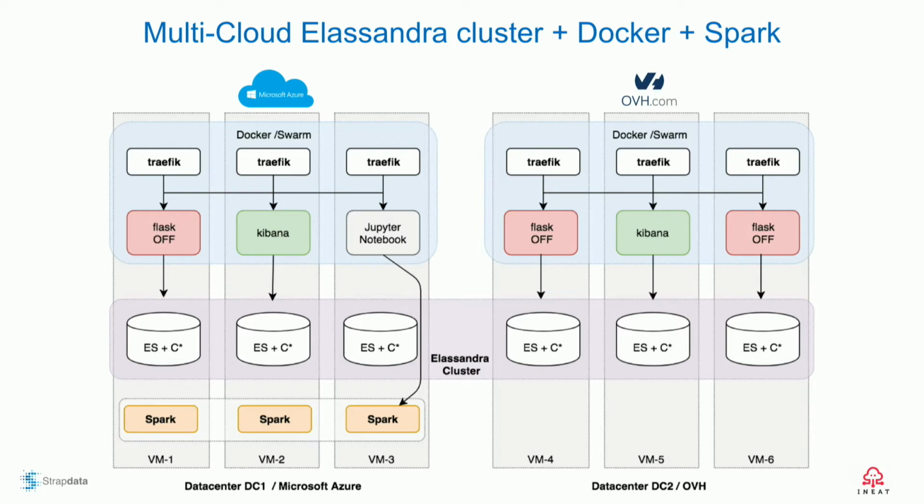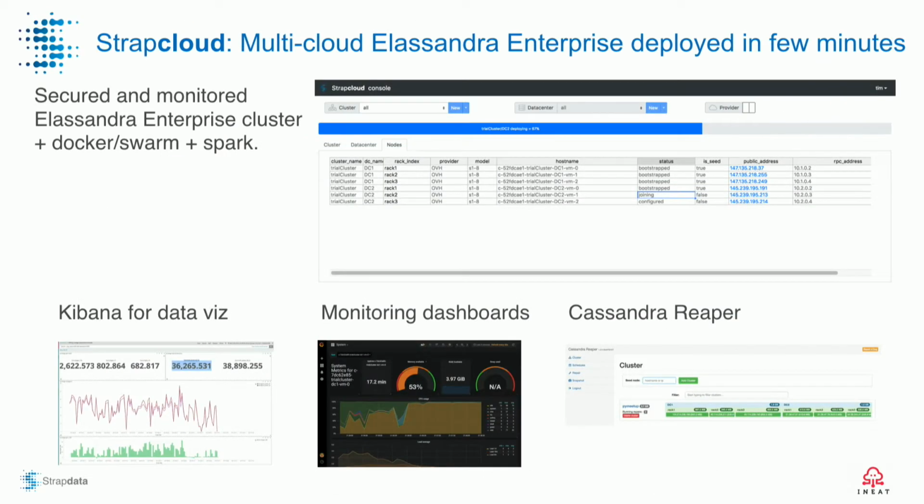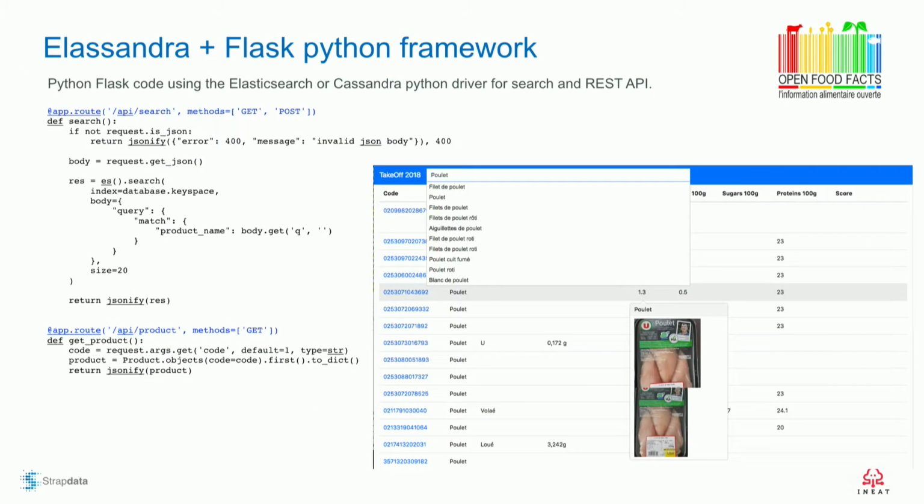And on the stack, we also have a Docker Swarm cluster to locate our containers. And Traefik is directing input traffic to the right containers that request the data layer, the Cassandra node. All of this was deployed automatically with a tool we've developed called StrapCloud. It creates all the virtual machines with Terraform. It pushes the configuration with Ansible, and it sets up all the Cassandra configuration, the Swarm cluster, and the Spark cluster.